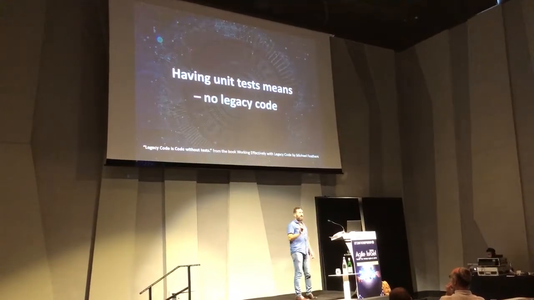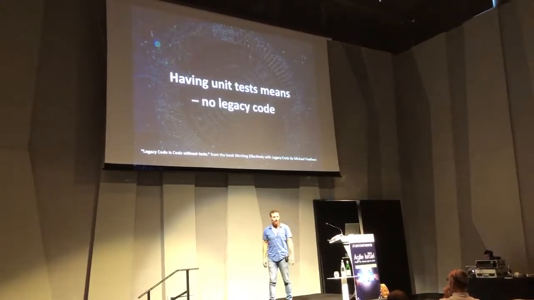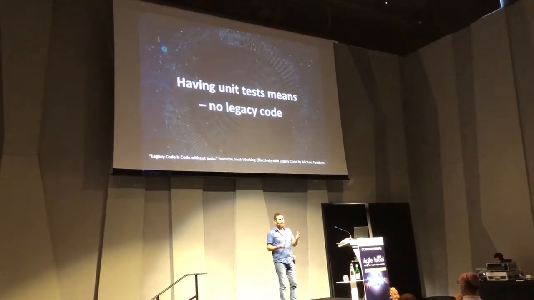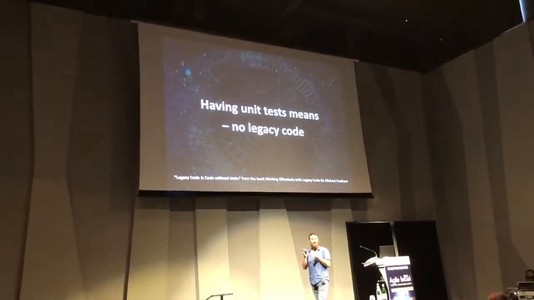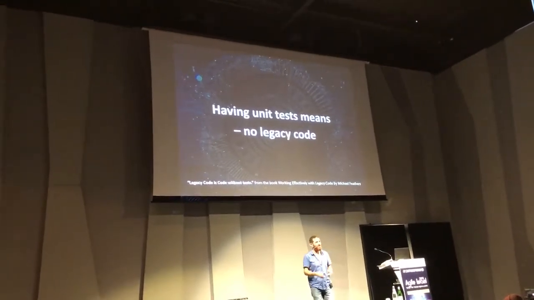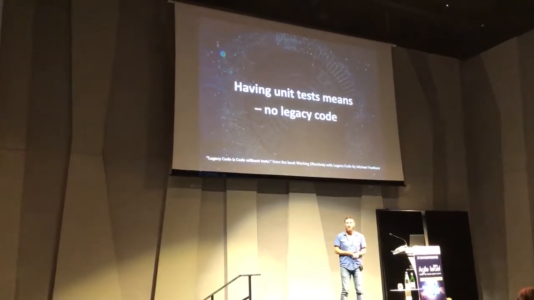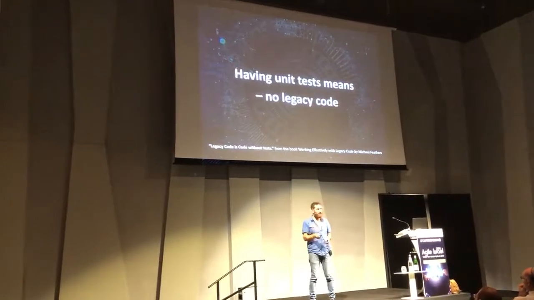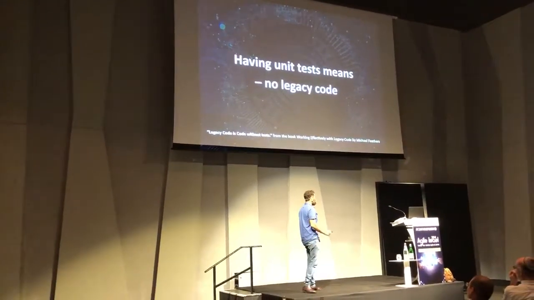So, having unit tests means you don't have legacy code. This is also written by Michael Feathers. What is legacy code? Any code without unit tests. If you live the life with unit tests, you'll understand that it actually works. When you have unit tests, you can change your code. It's very easy to change your code. You have the confidence to do it. It's not called legacy code anymore. So if you want to kill the legacy code, you have to have unit tests.